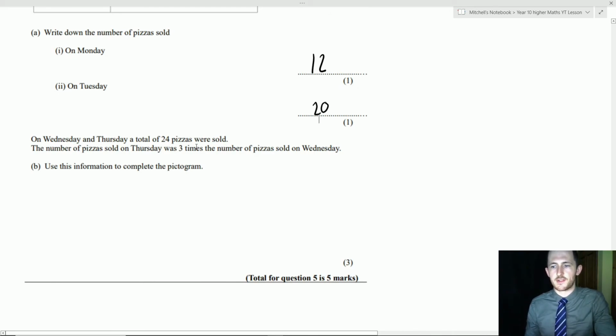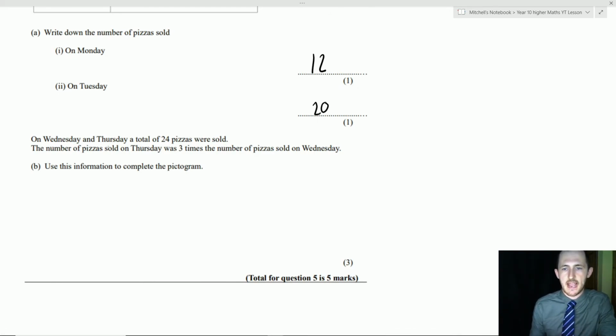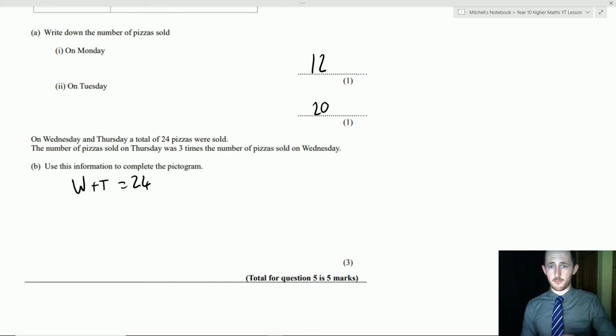Now here is the interesting bit. This is a 3-mark question. So on Wednesday and Thursday, a total of 24. So if I do W plus T, Wednesday plus Thursday is 24. The number of pizzas sold on Thursday was 3 times the number of pizzas sold on Wednesday. So what they're telling me is that Thursday is equal to 3 times Wednesday. So that's 3W. Is that okay so far? So I've used this first piece of information over here. This second bit of information I've used here. Any questions about that?